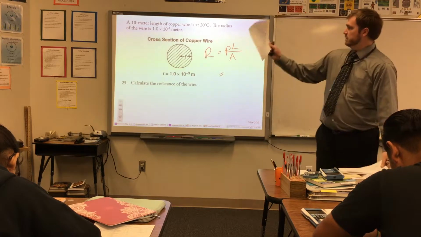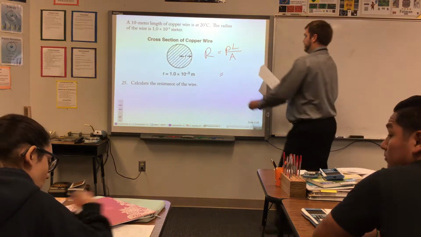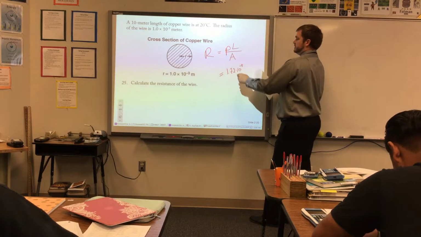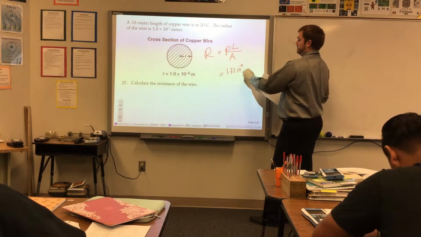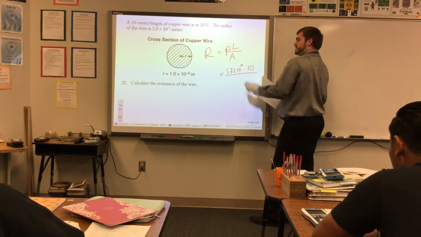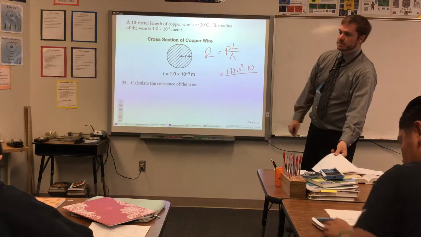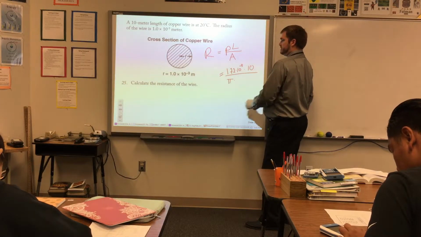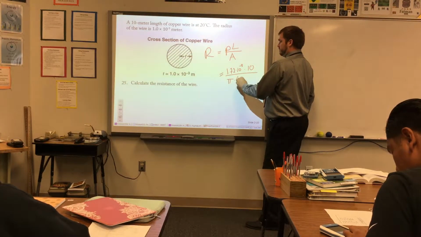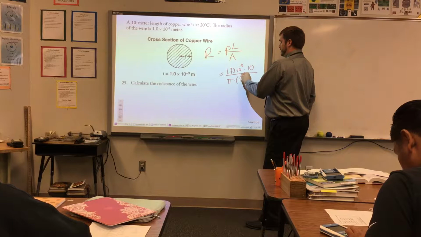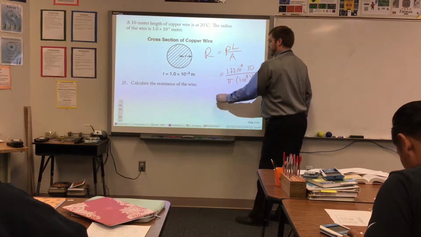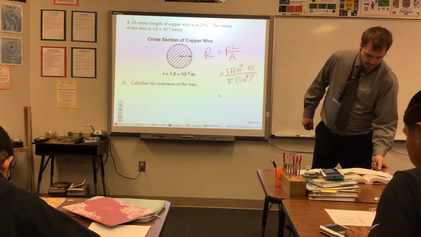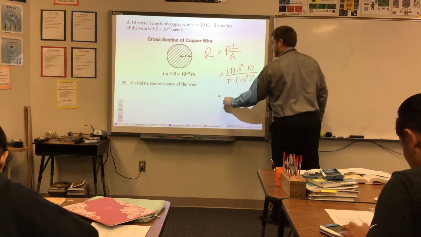Rho is 1.72 times 10 to the negative 8. Yep. 1.72 times 10 to the negative 8. That's based on our chart. What's the length? 10 meters. What's the area? Pi r squared, because it's a circle. So pi times the radius squared. So I'll put in parentheses 1 times 10 to the negative 3 squared. Okay? If you do that, you'll get a final answer of 0.05 ohms.